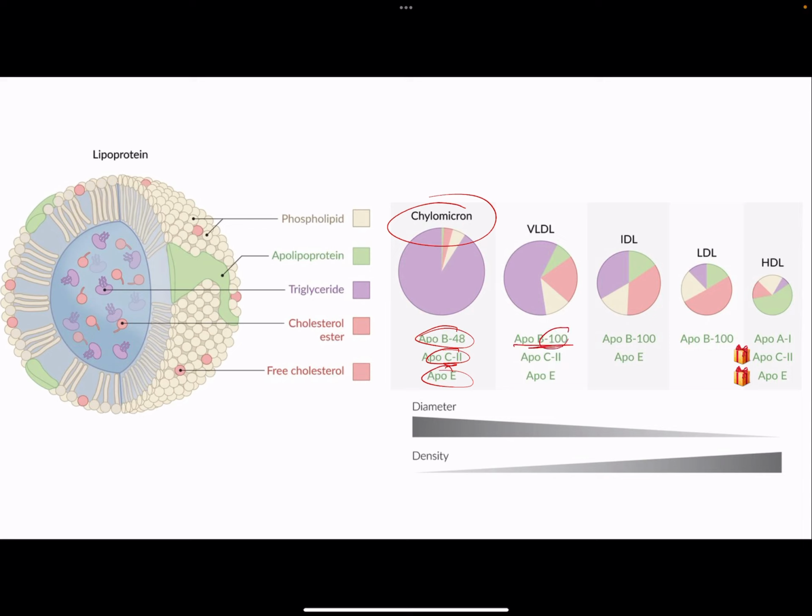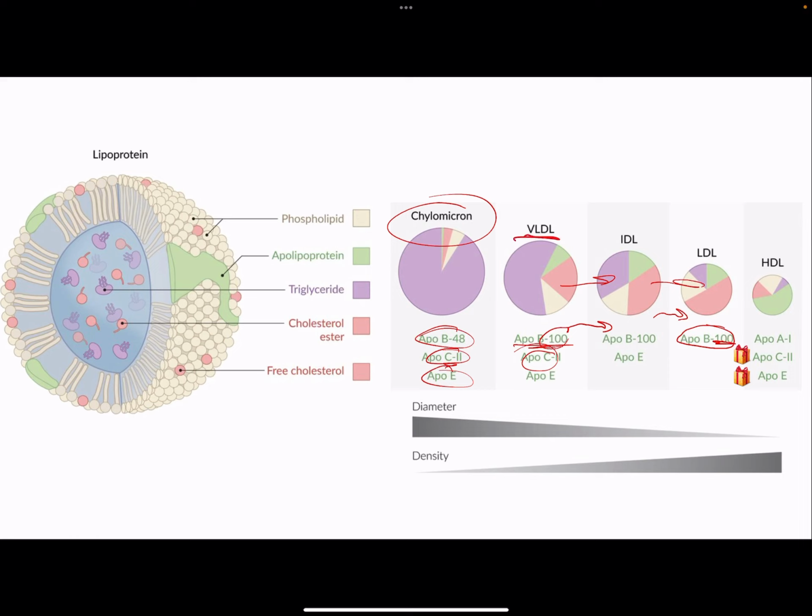ApoB100, what is the 100? It will ultimately interact with the LDL receptor on a normal cell, be taken up and degraded. But not yet, right? And actually, let's talk about this. VLDL becomes an IDL. The IDL is still not taken up by a normal cell. It becomes the LDL. So because this becomes this, the ApoB100 is not really useful until we get to the last version, the LDL. The LDL is taken up into the cell and degraded.